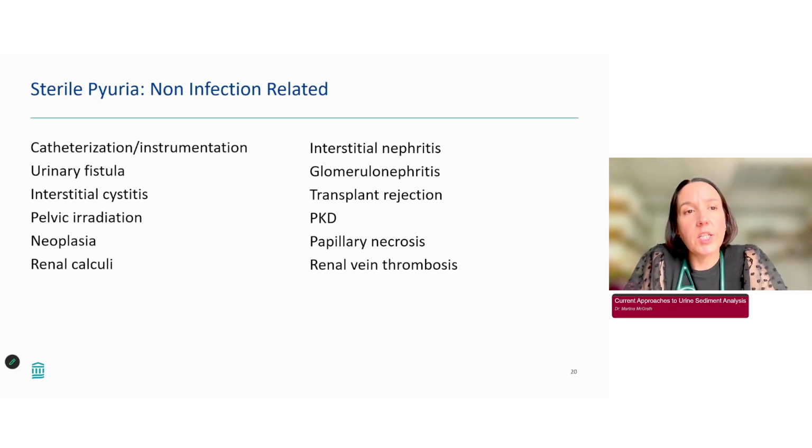The non-infection related causes of sterile pyuria include catheterization or instrumentation, urinary fistulas, interstitial cystitis, pelvic irradiation, bladder tumors, renal calculi, interstitial nephritis, glomerulonephritis, polycystic kidney disease, papillary necrosis, and renal vein thrombosis are the main kidney-related causes of sterile pyuria.